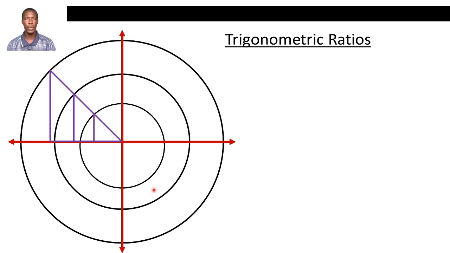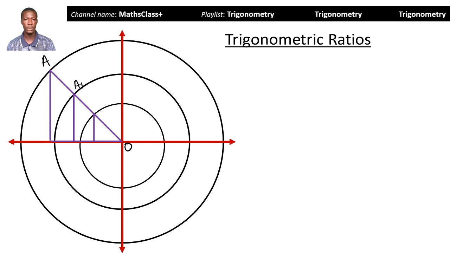In this diagram, we have three circles. Now, I will label the radius of the bigger circle. So the center here is O, and then I'll label here as A. So the radius of the bigger circle is OA. Now the second one, I'll label it as A1. And then the third circle as A2.